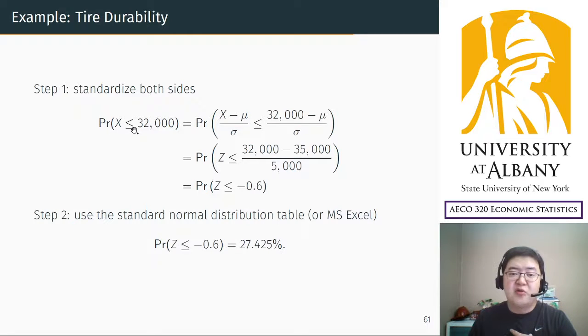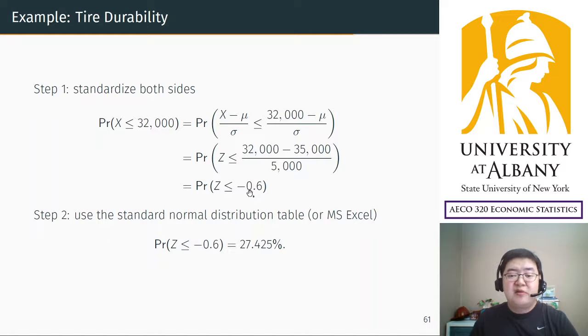Probability x smaller than 32,000, and standardize x will be z, but standardized 32,000 will be this guy. 32,000 minus 35,000 divided by 5,000. It is minus 0.6. It's minus because 32,000 is below its average. So it does not matter even if it's negative, minus 0.6.